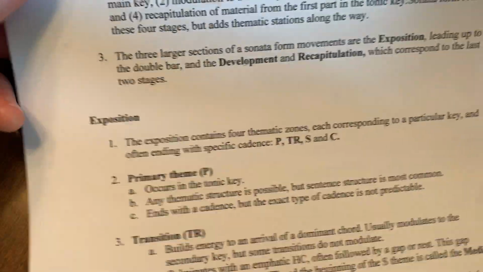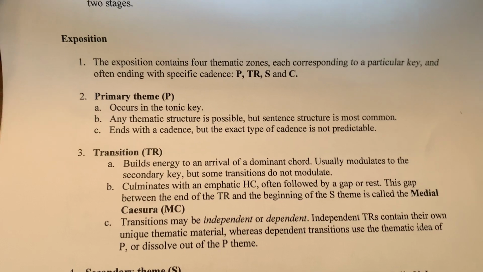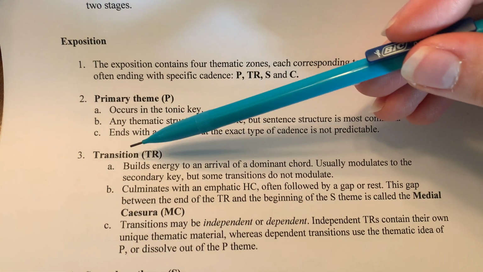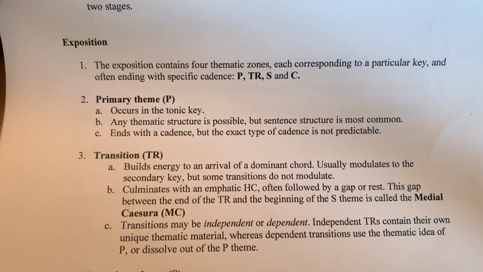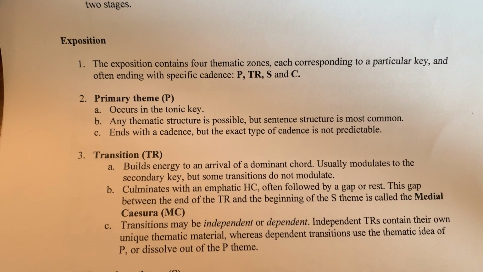Anyhow, don't ever move into the transition zone without a cadence of some sort for P. We're always going to label things according to where the cadences occur. All right, now what's going to be true of the transition? There are several things that will be big giveaways for a transition zone.